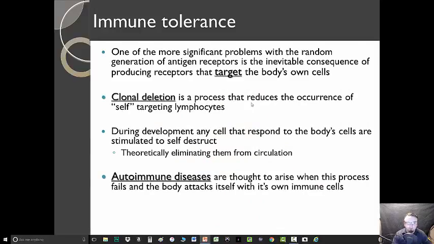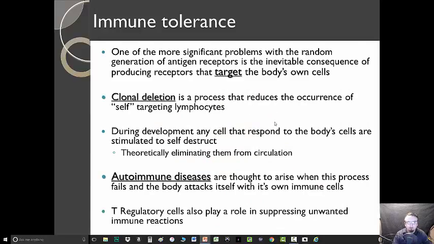Now, immune tolerance is an issue that arises, or I should say one of the issues that arises is that when you randomly create receptors, one of the possibilities that will eventually happen is you're going to produce receptors that target the body's own cells. So this process has a serious flaw in it, in that you're not creating receptors to match the antigens once they come in. You're just creating random receptors to begin with. And what will eventually happen is you'll create a receptor against your own body.